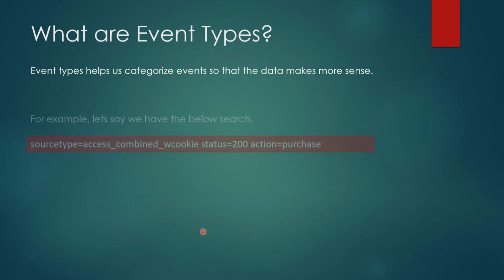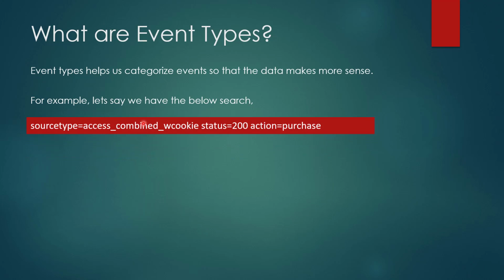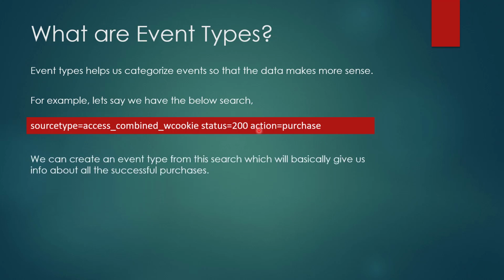Let's take an example over here. Let's say we have this access combined data, right? And if we filter the data based on status equals 200 and action equals purchase, basically these events are representing the successful purchases, right? So if we create an event type on this one, those eligible events which satisfy this particular condition will be assigned an event type of that particular name. Okay, so we can create an event type from this search, which will give us the info about all the successful purchases over here, right?